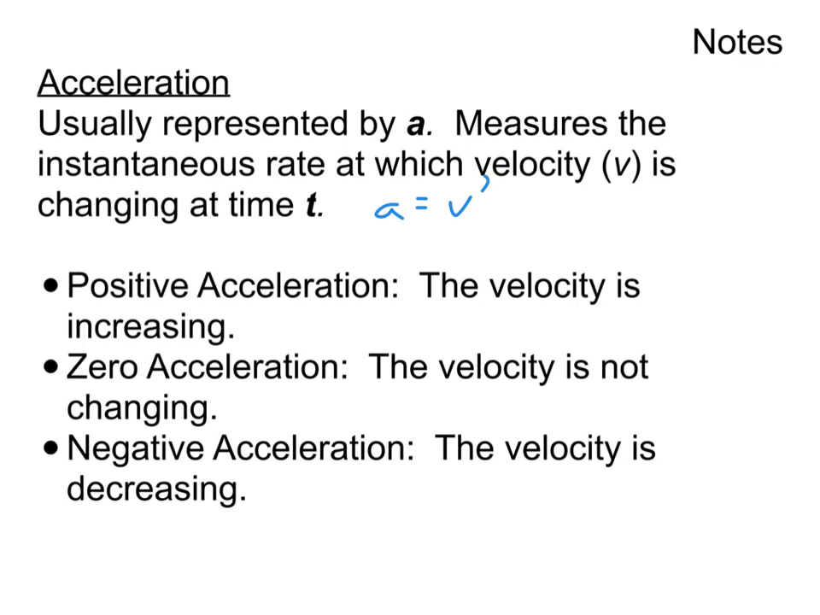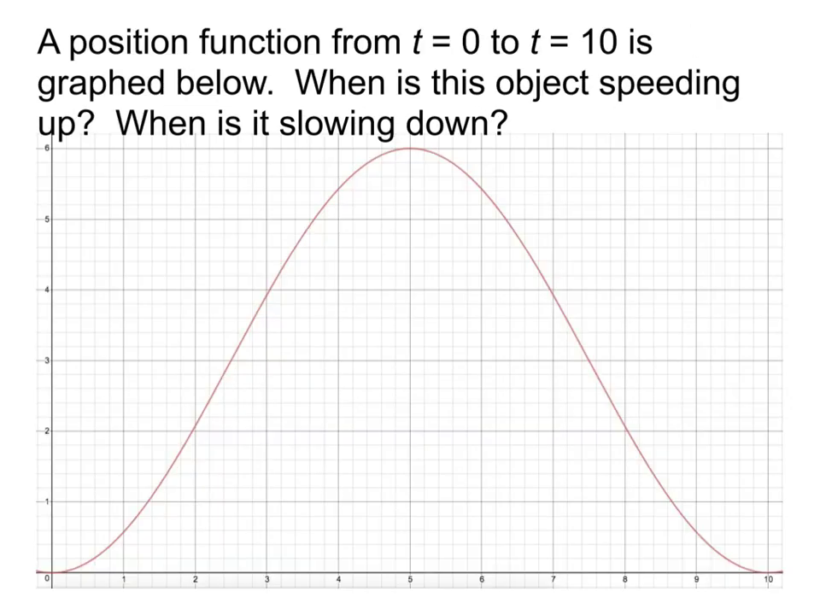And this stuff ends up having some very interesting applications. So here I've given you a graph of a position function, and it's going from 0 to 10. Looking at that graph, think for a moment on your own first before we talk it through. When is this object speeding up? And when is this object slowing down?